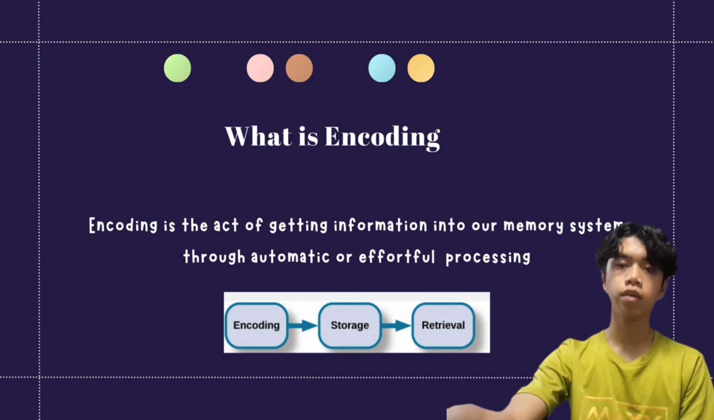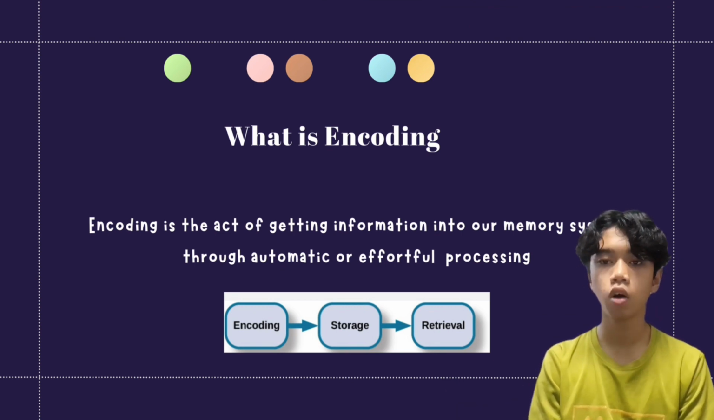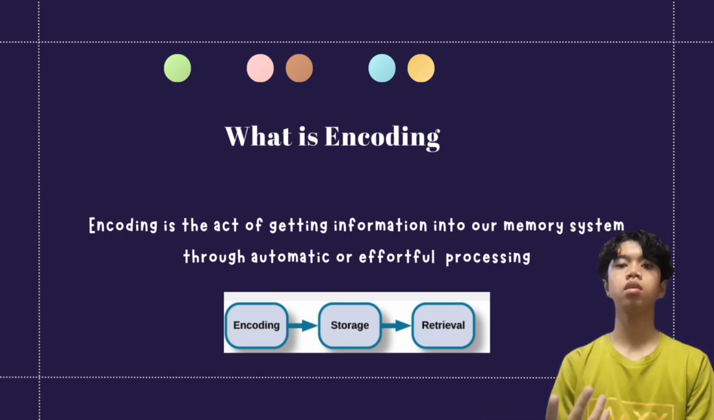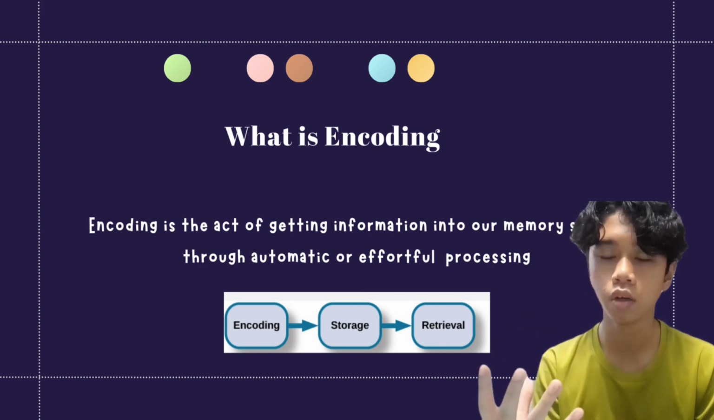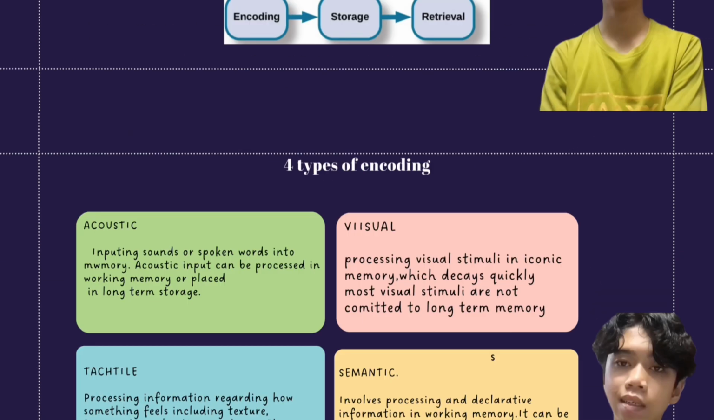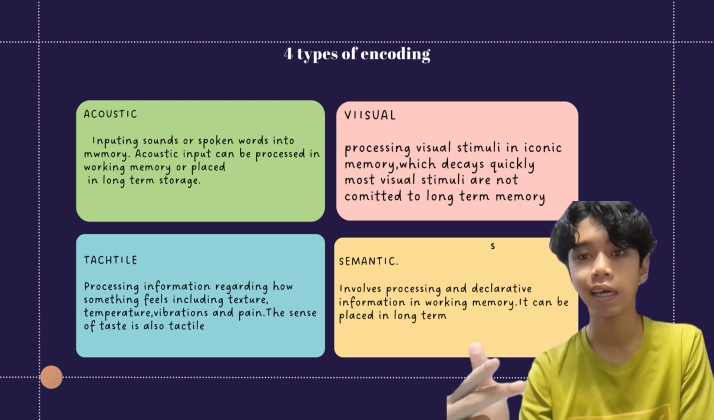First, what is encoding? Encoding is the act of getting information into our memory system through automatic or effortful processing. This means information that we get or collect from our surroundings is an input into our memory system, and it can be any kind of input, for example sound, color, object, or any movement. There are types of encoding: acoustic, visual, tactile, and semantic.